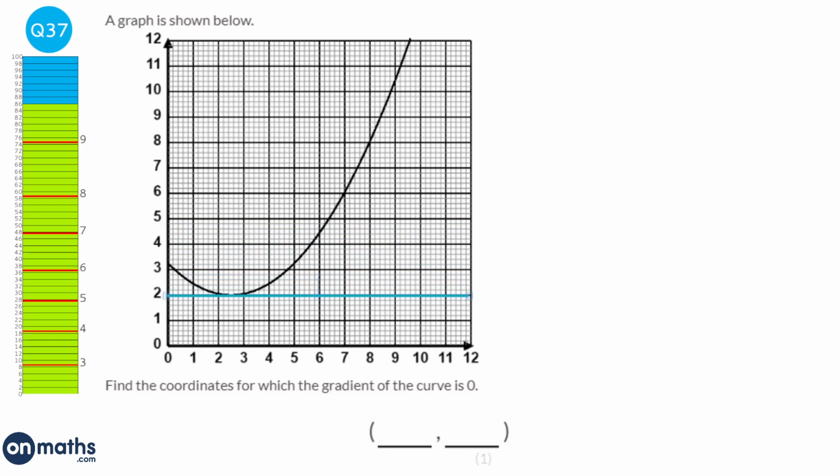Where is it a tangent to? Well, it's a tangent to this coordinate here, which is at x equals 2.5. So we've got x equals 2.5, and you can see the y is 2. So the coordinates are 2.5 and 2.